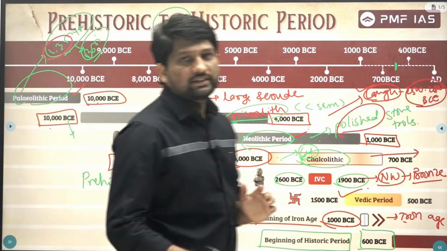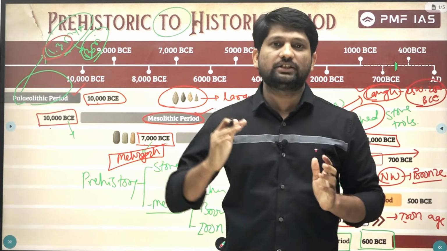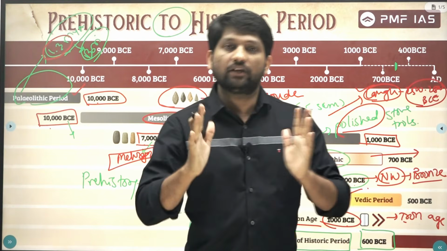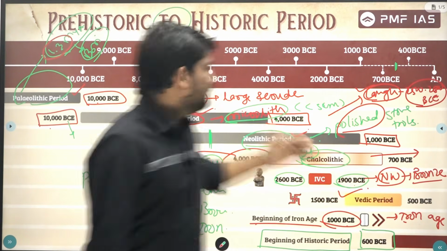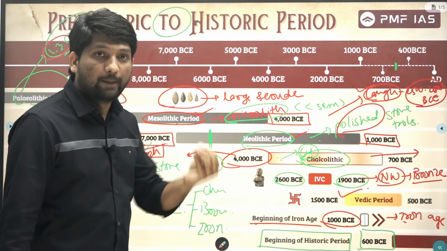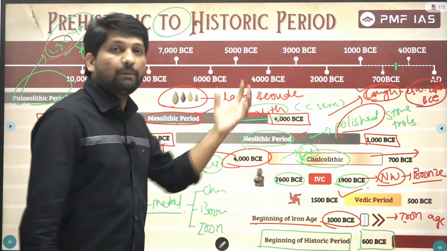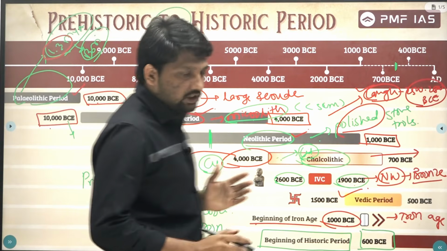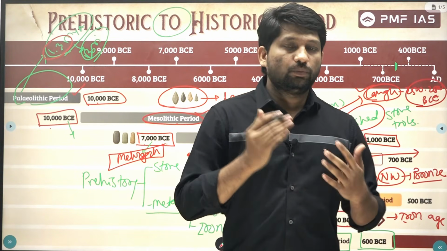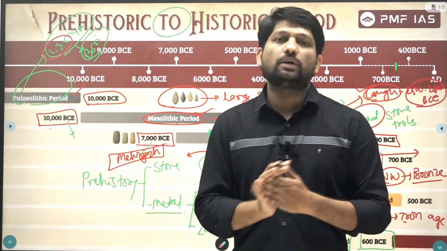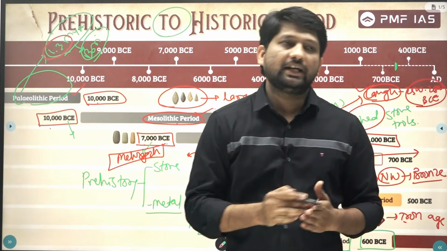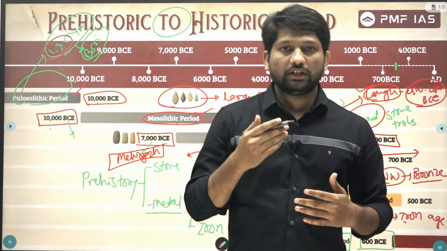So you must understand that these developments, from one phase to another, are not in a linear fashion. There must be some overlap. Overlap is because we have divided based on the type of stone tools, or in general the type of material they were using. So I hope through this small lecture you have understood this transition from prehistory to the historic period. In the next lecture we will come with another topic.